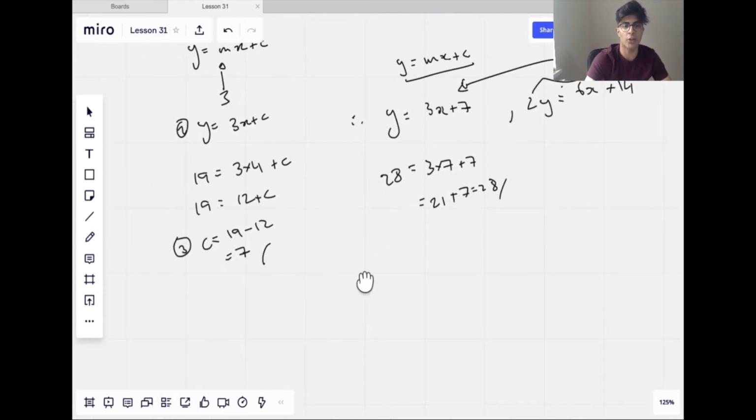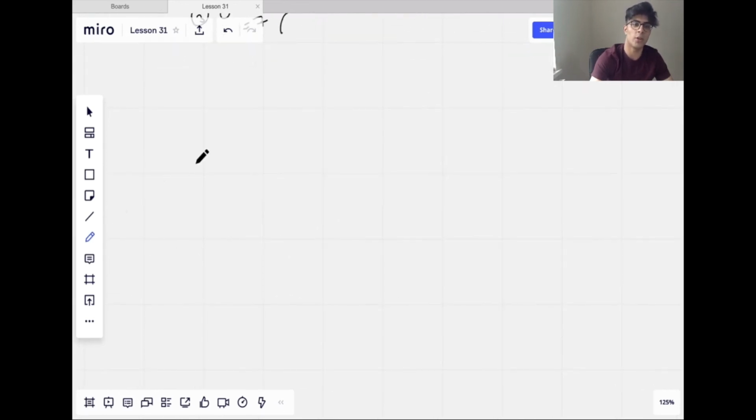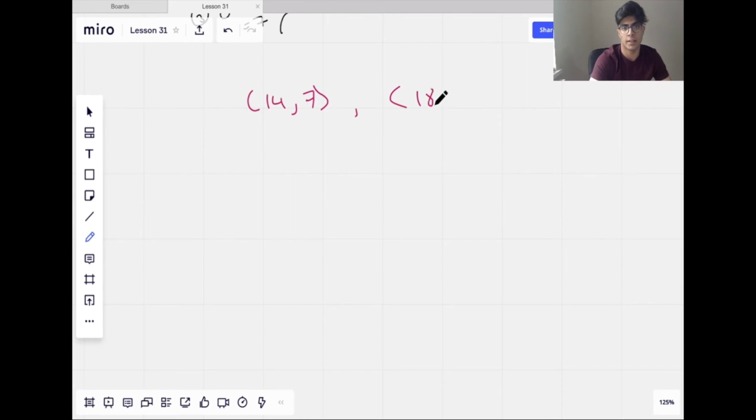I think I'll do another one just in case to make this part clearer. So say, find the equation of the line through, say, I don't know, (14, 7) and (18, 9). I've got no idea what this answer is going to be, so I guess I'm working through this for the first time as well.